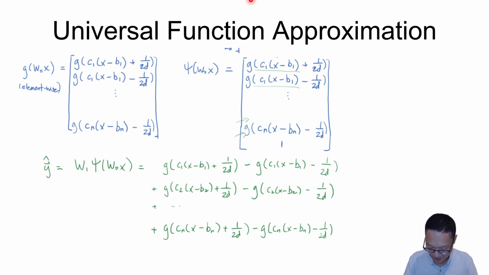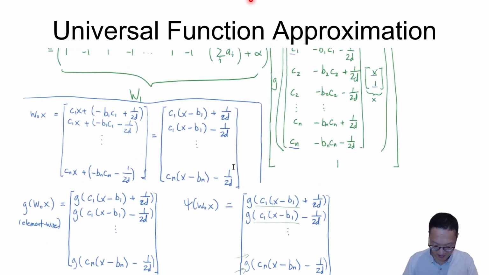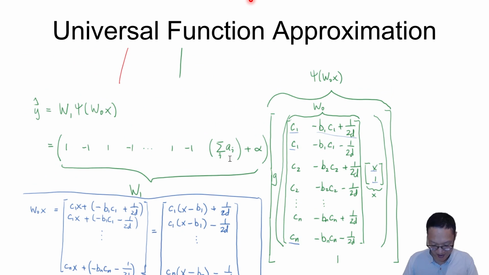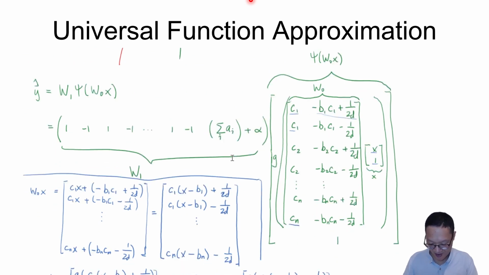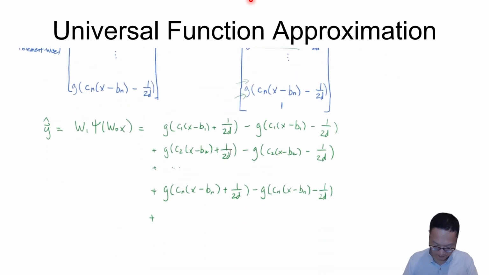Okay, so now we have taken care of all the terms involving G. And then the last term is going to be all the A_i's added together plus alpha. So it's going to be A1 plus A2 plus until AN, and then finally plus alpha.